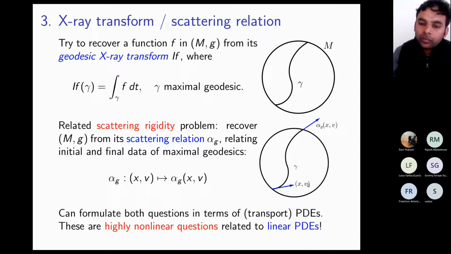Now from these two pieces of information, which is also known as the scattering relation or the lens relation, that this (x, v) and (x', v'), let's say, can you say what the medium is, or what the metric is, or whatever quantity represents the inhomogeneity in the medium? These are the typical inverse problems we study, and this is solved in the 2-dimensional case, but still this kind of problem is unsolved in 3 and higher dimensions.